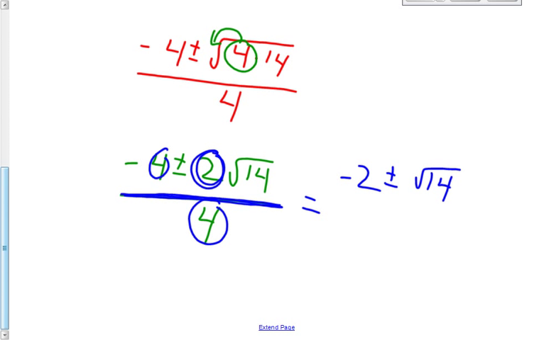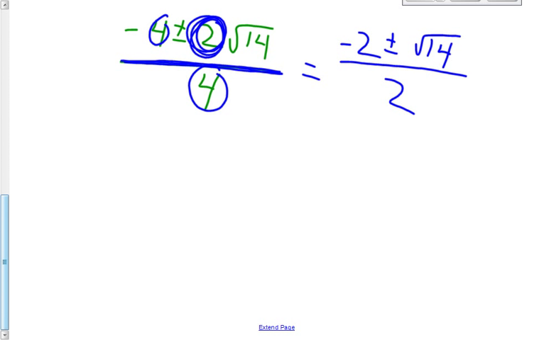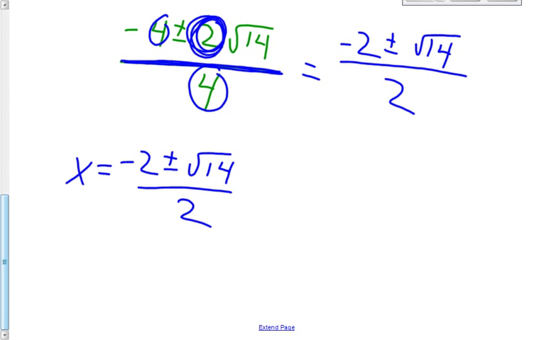So now it's a negative 2 plus or minus 1 square root 14. This 2 right here becomes a 1 because you divide by 2. And you still have the square root of 14 all over 2. So there are the 2 answers that I want for this problem. X equals a negative 2 plus and minus the square root of 14 all over 2.